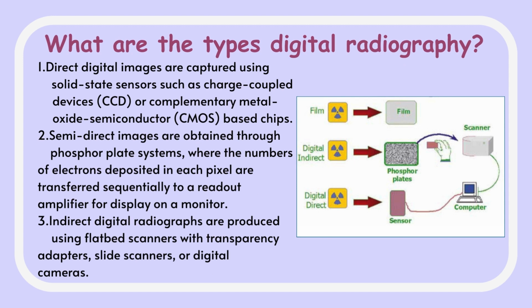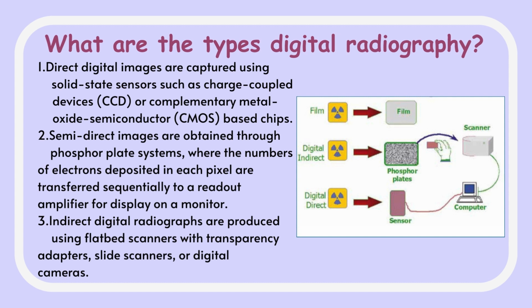Right now we're going to speak about the types of digital radiography. One, direct digital: images are captured using solid state sensors such as charge coupled device (CCD) or complementary metal oxide semiconductor (CMOS) based chips.